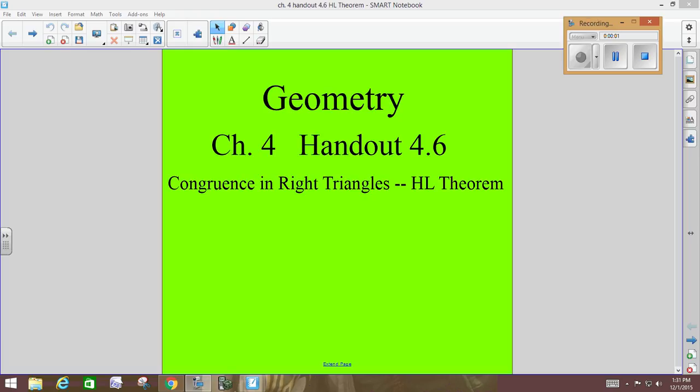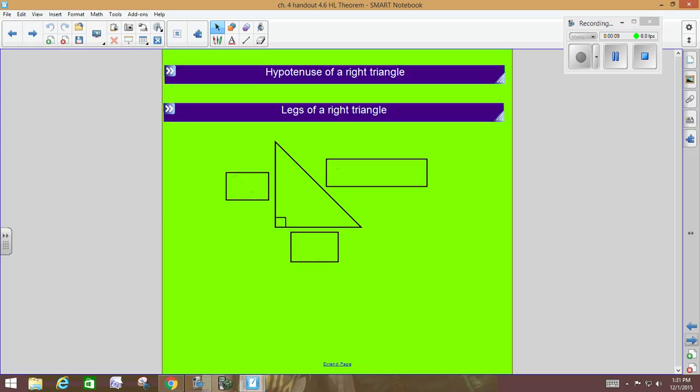So we are going to do congruency in right triangles today, and we're going to use the HL theorem. Before we get into the HL theorem, we need to know the parts of a right triangle. Across from the right angle is called the hypotenuse. Your hypotenuse is opposite of the right angle. It's the longest side of a right triangle.